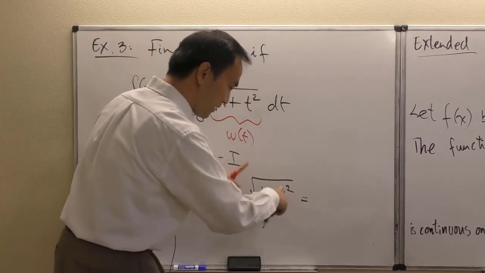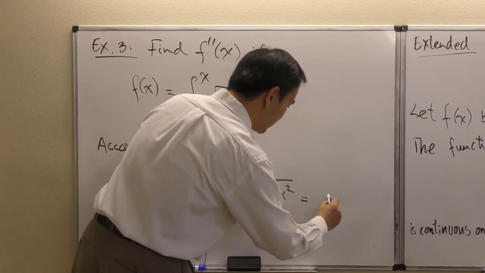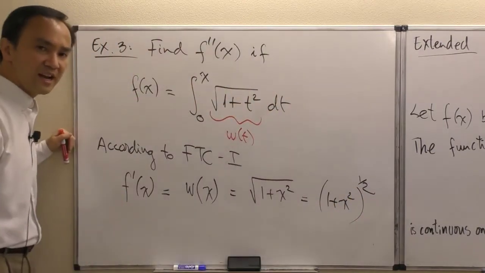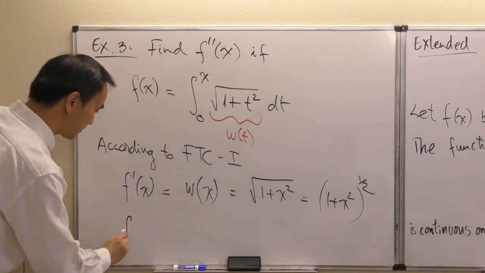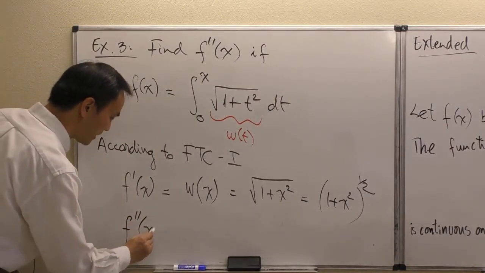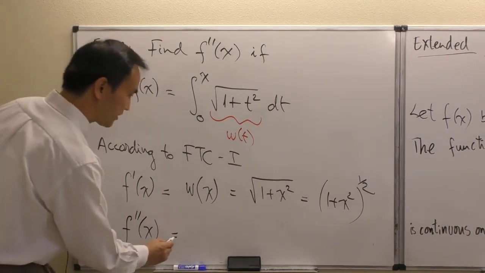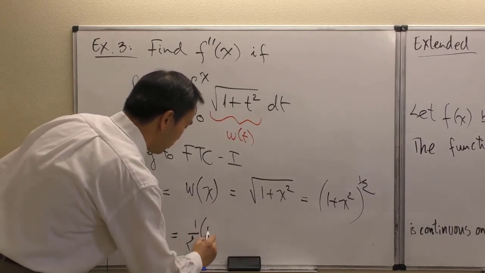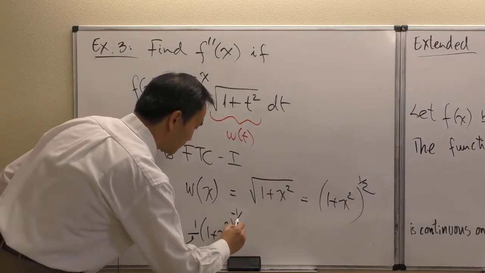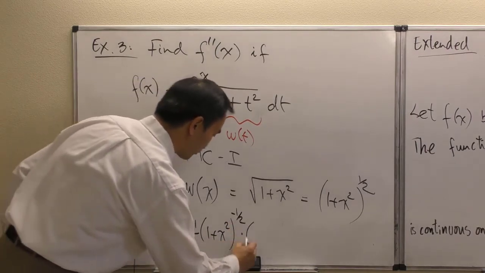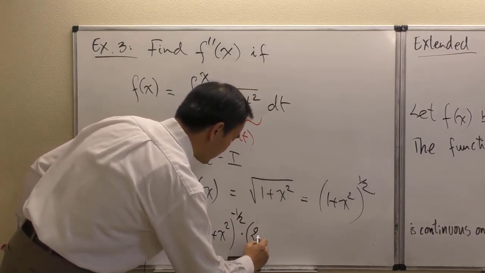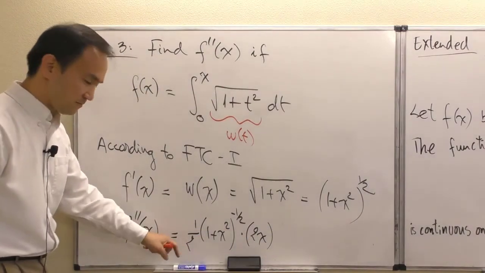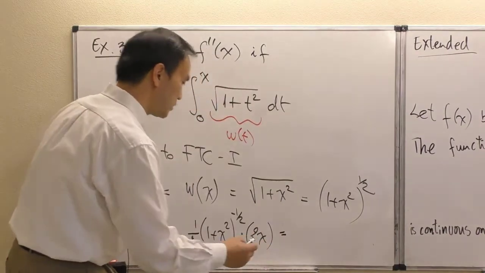To make the next work easier, I'm going to rewrite this as 1 plus x squared to the 1/2 power. Then taking the second derivative, f double prime, is simply, with your experience in taking derivatives, 1/2 times 1 plus x squared to the negative 1/2, and I multiply according to the chain rule that we've learned back in differential calculus. It gives us 2x, and the 2 cancels with the 2 here. It brings us algebraically into the final expression.